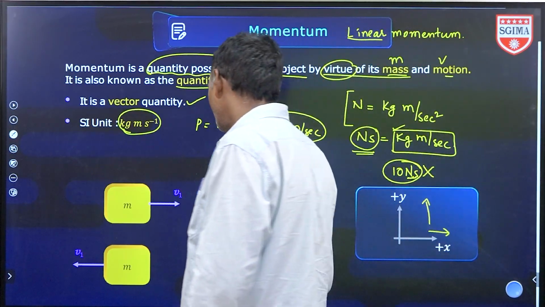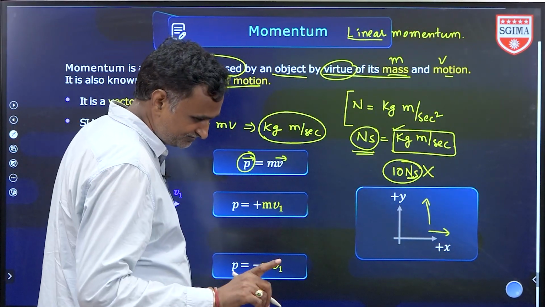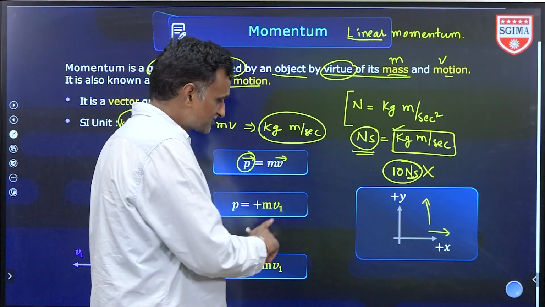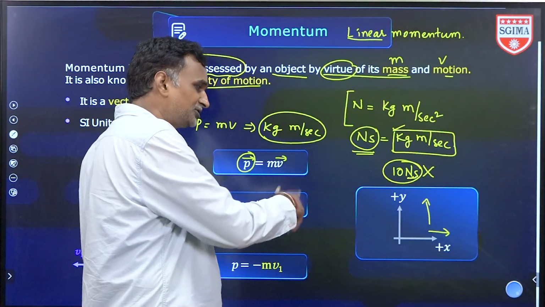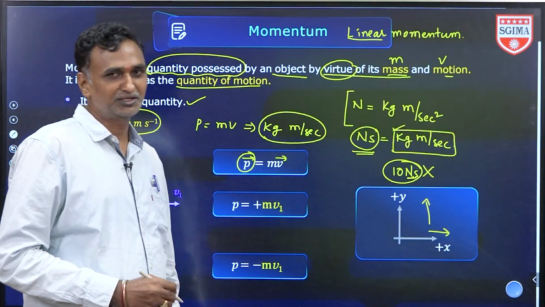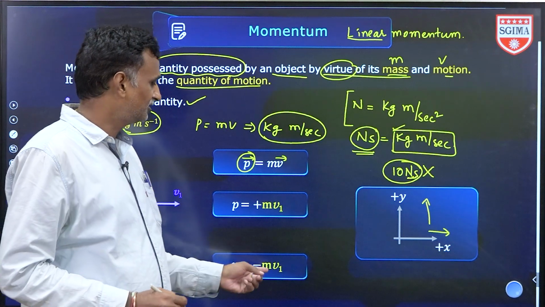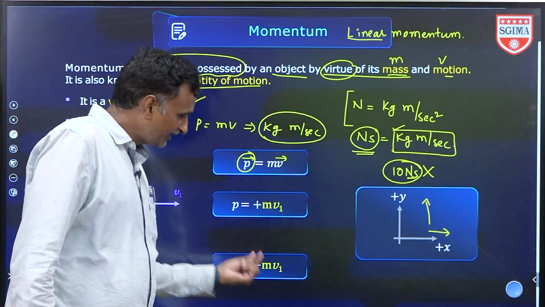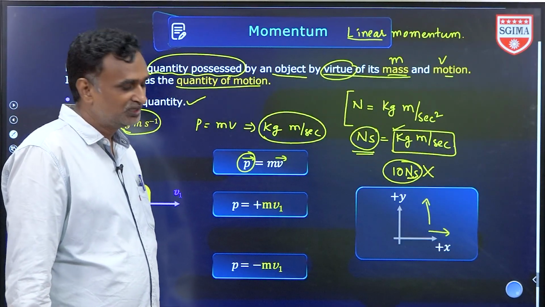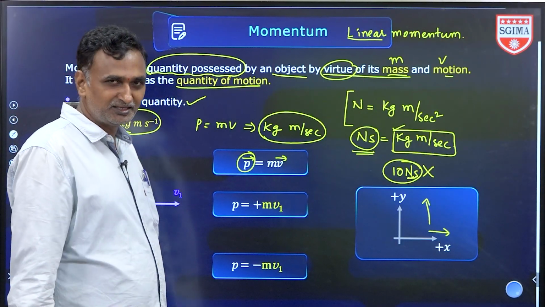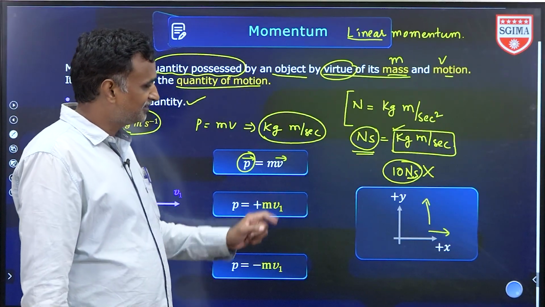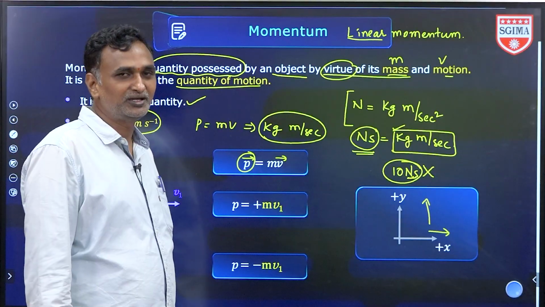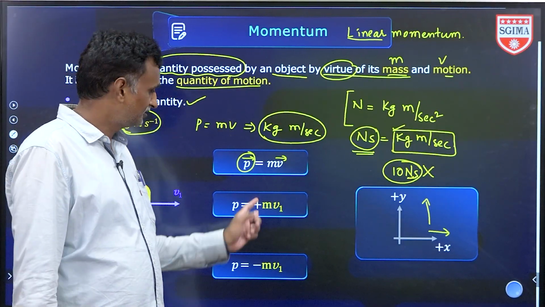Sir, why should we take it as minus? Because it is a vector, first. Second, its direction has to be represented. And the first one we have taken as plus, so the direction opposite to the first is taken as minus. These are the reasons why we need to indicate this as minus. Next, suppose the left side moving particle is taken as positive, then the momentum of the right side moving particle should be taken as negative.